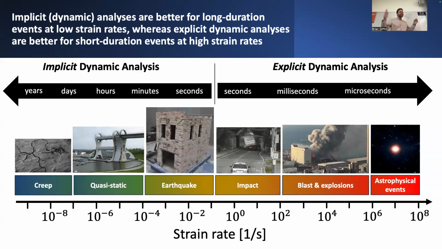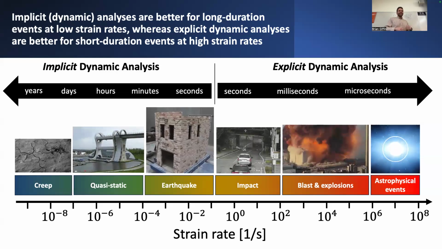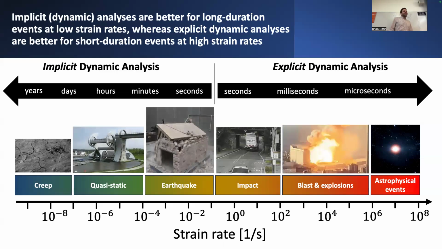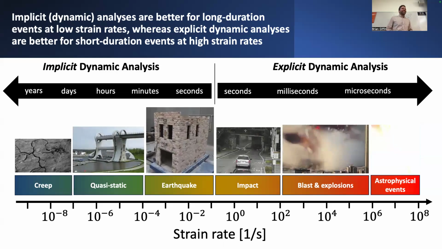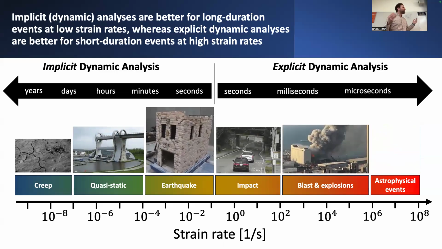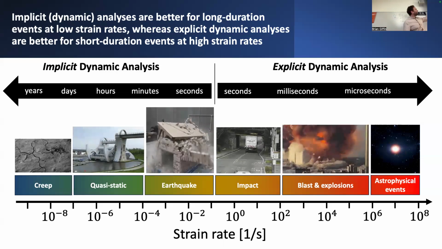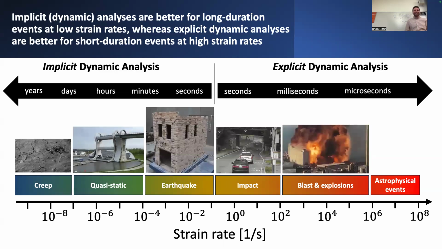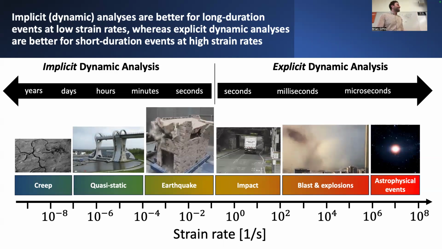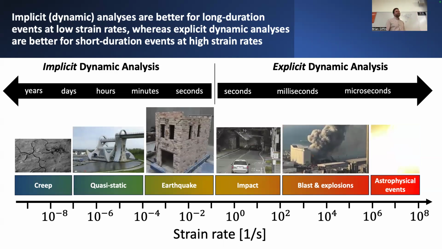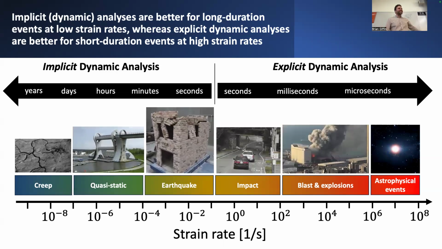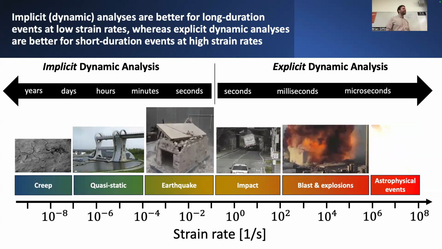But if you're trying to run an analysis for 30 seconds to several minutes, that's getting beyond the threshold where explicit dynamics is really capable of running. If you're trying to run any type of analysis with a duration any longer than a few seconds, that's probably when you should try to use implicit dynamics. It's really not suitable to try to do explicit dynamics for anything longer than just a couple of seconds.